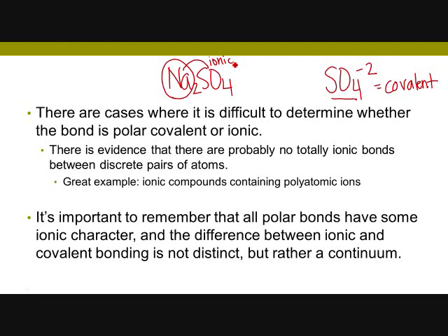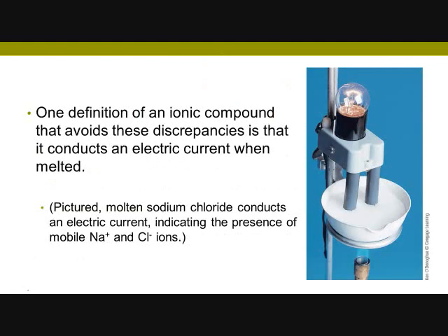It's important to remember that all polar bonds have some ionic character, and the difference between ionic and covalent bonding is not distinct, but rather a continuum. So they're very, very similar. Sometimes it's hard to tell the difference, sometimes it's not. To generalize things, so that we don't have to worry about electrons or anything like that, we can just say that ionic compounds are ones that conduct electric current when they are melted.